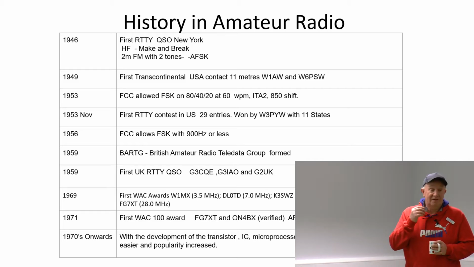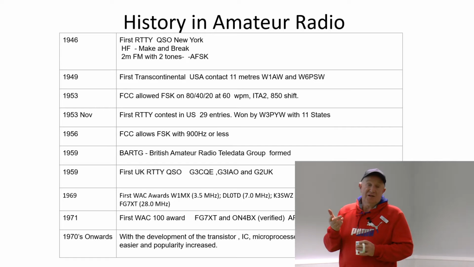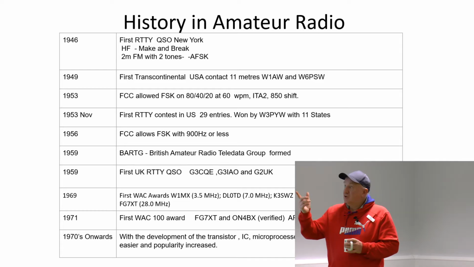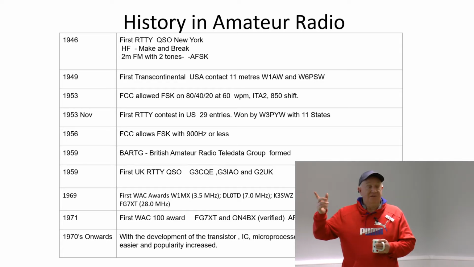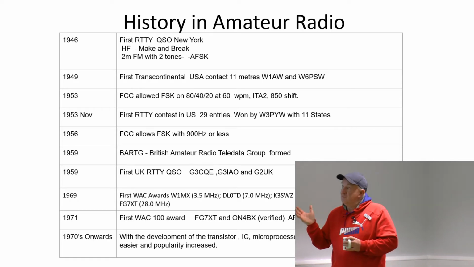Basically, there was one on HF. It was make and break, and the reason for that was the licensing at that time did not allow you to do FSK. That came later. And on 2 meters, they did it with AFSK, FM and AFSK. So that was the first one.